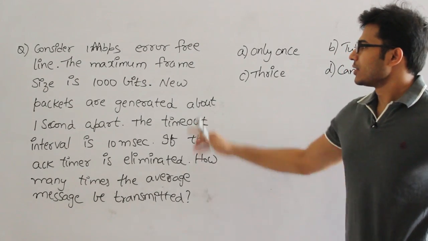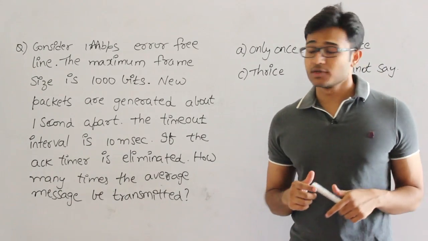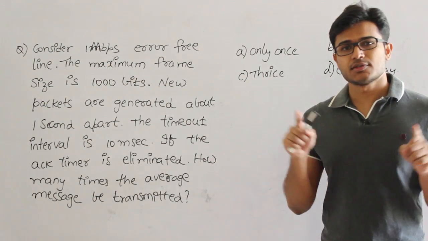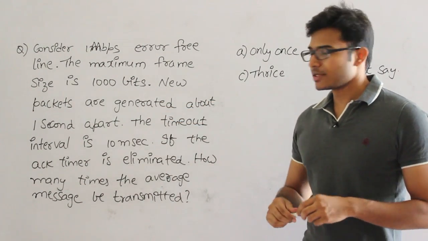Let's look at this question. Consider a 1 Mbps error-free line, which means they are saying that the bandwidth is 1 Mbps and the maximum frame size is 1000 bits, which means the size of every frame is 1000 bits. New packets are generated every 1 second apart.